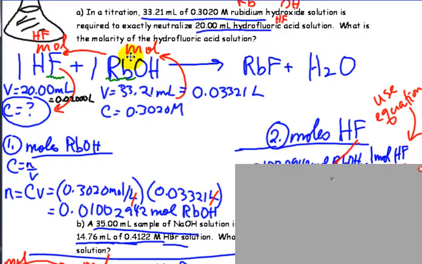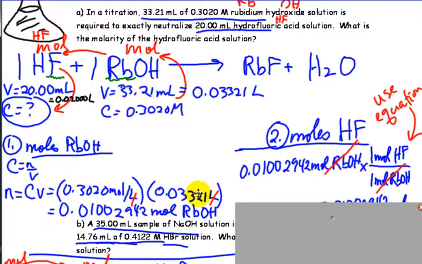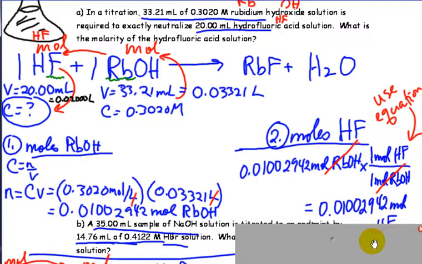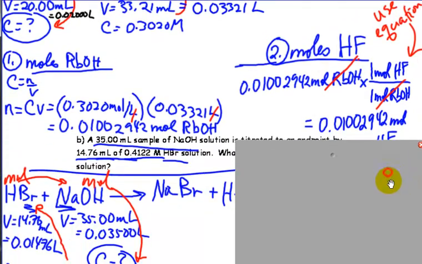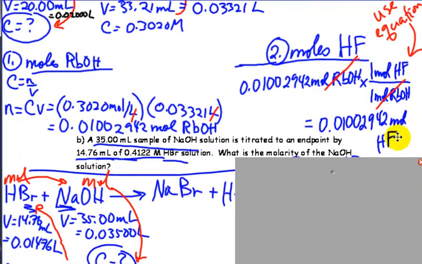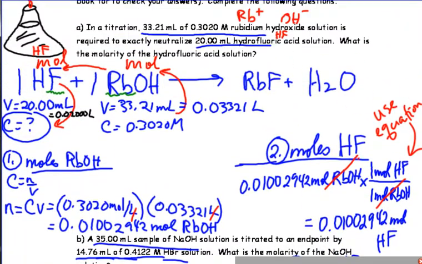Next step, go from moles of rubidium hydroxide to moles of hydrofluoric acid by using the equation. And if we look, 1 reacts with 1. So 1 rubidium hydroxide reacts with 1 hydrofluoric acid. So our number stays the same there, even though our unit is different. We now have moles of hydrofluoric acid. So I would be at this phase right here.